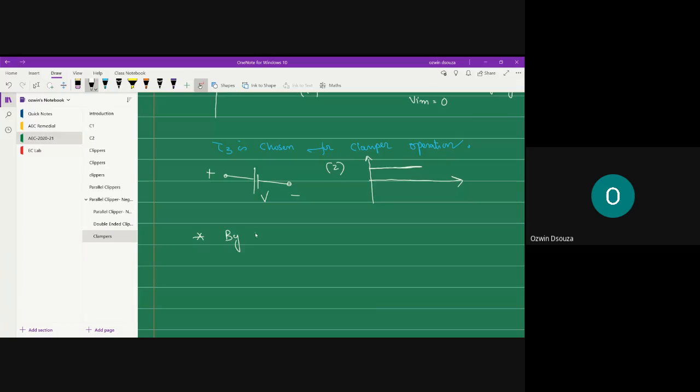So in our explanation, by choosing a high time constant, the capacitor is treated as dash. Can anyone type the answers? By choosing a very high time constant, the capacitor can be treated as dash.